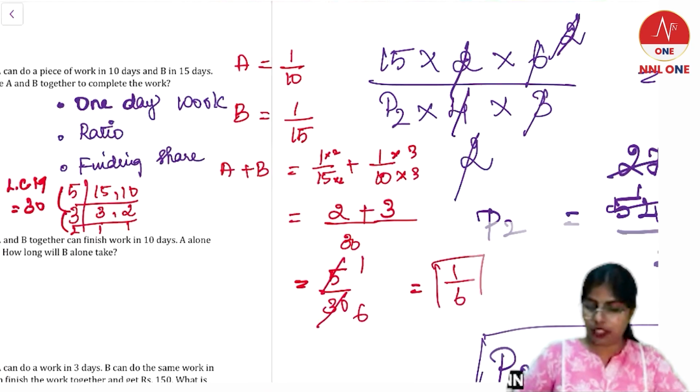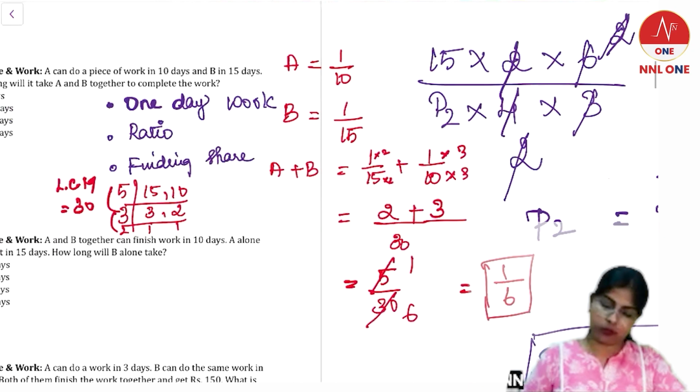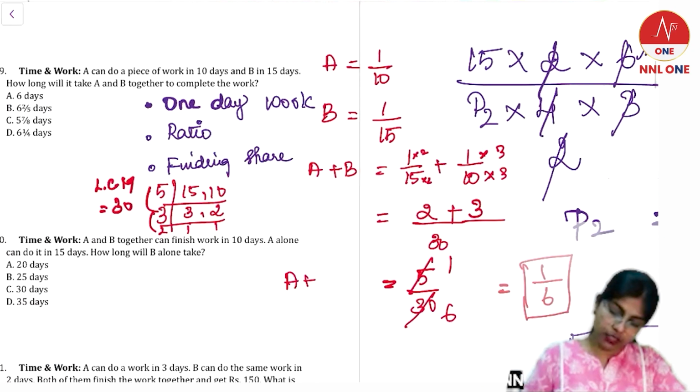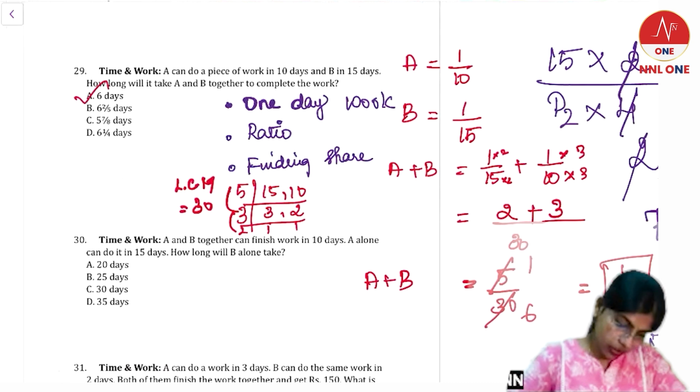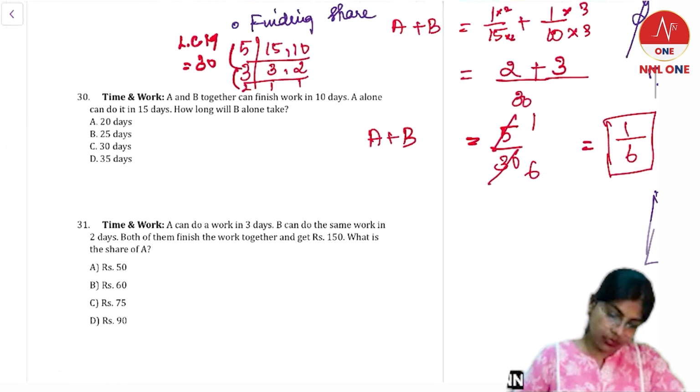Okay, you have to take it in a reciprocal form. So A plus B, it is 6 days. Option A.